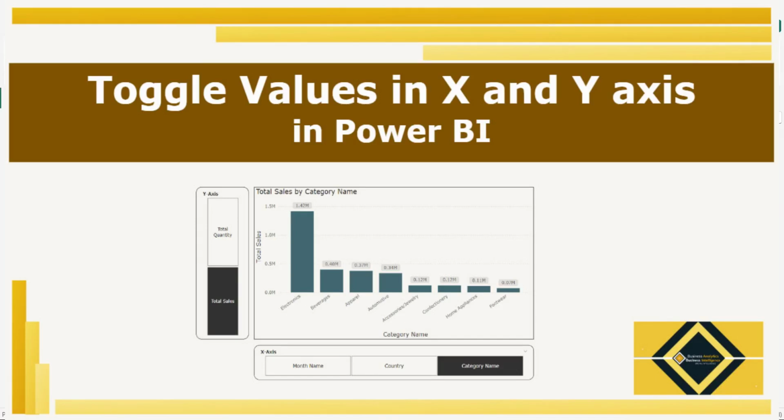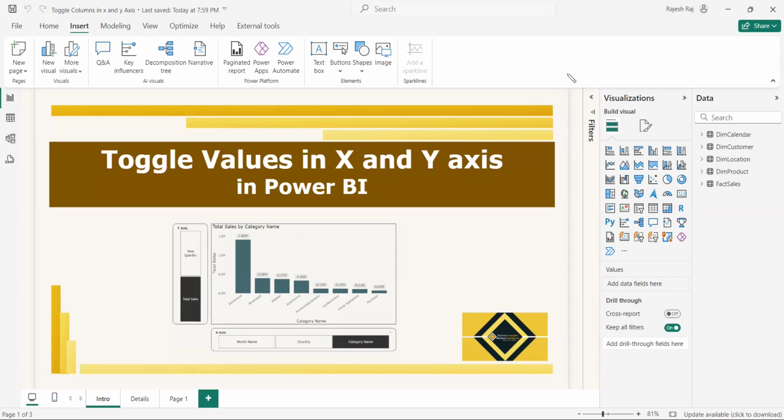This video is regarding field parameters. With the help of field parameters, we can change the values in the X and Y axis and we can get the result accordingly.